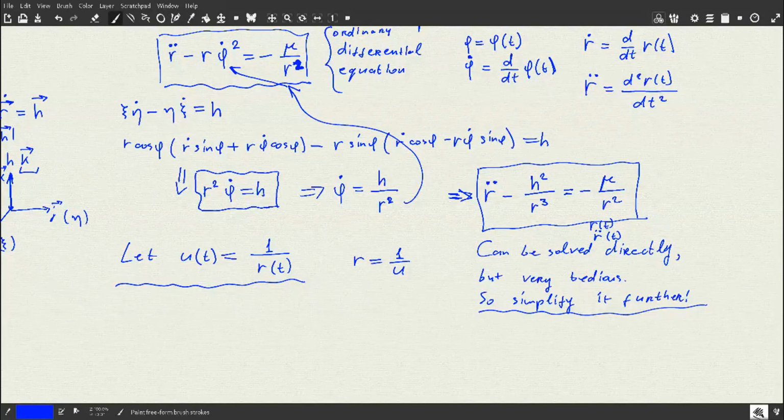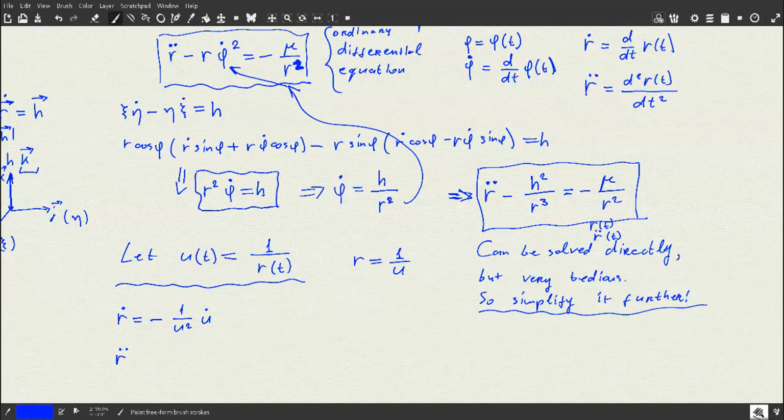In that case, r dot is minus 1 over u squared times u dot. That's quite obvious, right? R double dot, which we need to, I wouldn't say compute because we can't compute it completely, but express via u dot, u double dot, and then substitute in the original equation.